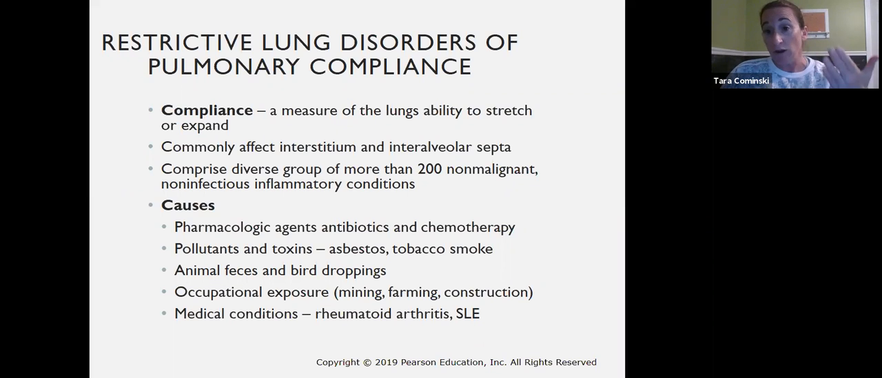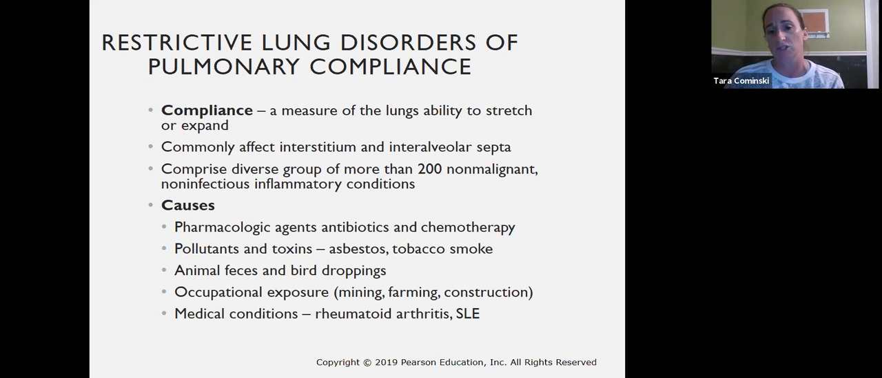Okay, now there are various causes to this. There are some pharmacologic agents, like antibiotics and also chemotherapeutic agents that can lead to decreased compliance, okay? Pollutants and toxins like asbestos and tobacco smoke also can affect this, okay? There are other things like animal feces or bird droppings that can affect this as well, okay? So you can see there's definitely a whole bunch of environmental exposures that can affect the ability of the lungs to stretch or expand, okay? Maybe we never really thought about that.